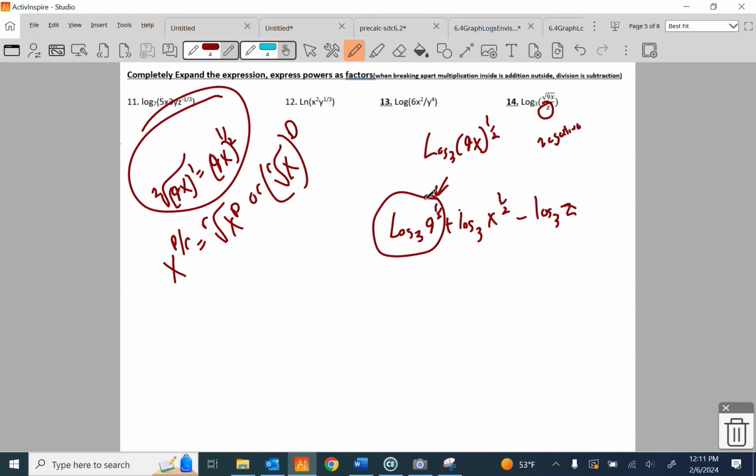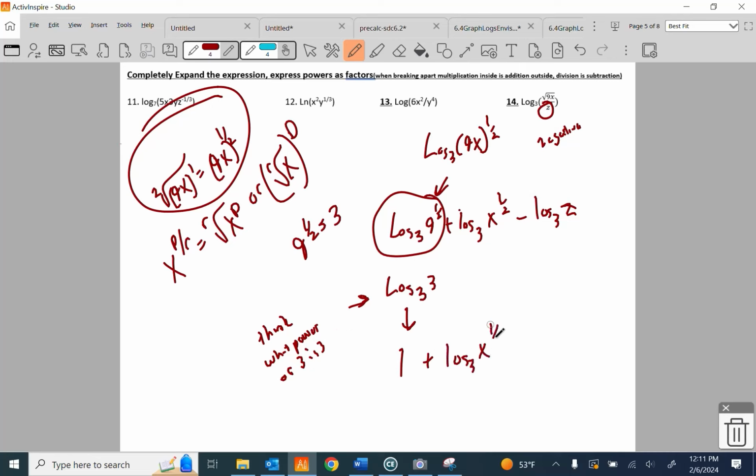Now, here's the reason I broke this apart. I have a log base 3. 9 to the 1/2 is literally 3. And log base 3 of 3, you're supposed to think, what power of 3 is 3? And the answer to that's 1. So 1 plus log base 3 of x to the 1/2 minus log base 3 of z.